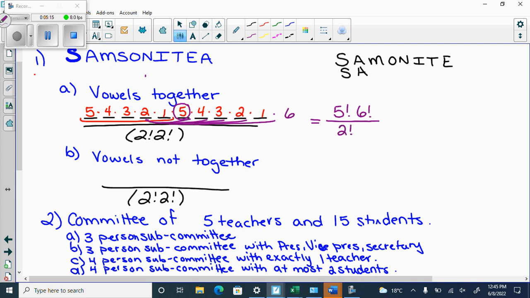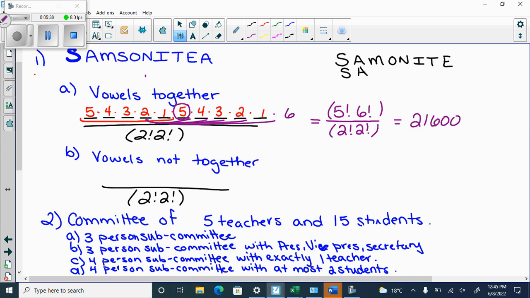over 2 factorial, which if you wanted to, you could write it as 2 times 2, because 2 factorial is just 2. Now, when we put them in our calculators, we need to make sure we put them in brackets. So 5 factorial is 120, 6 factorial is 720. 720 times 120 divided by 4, 21,600.